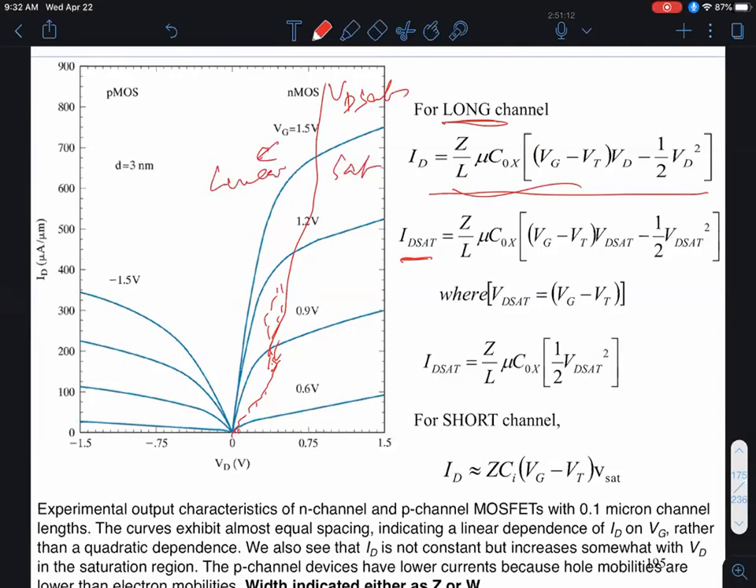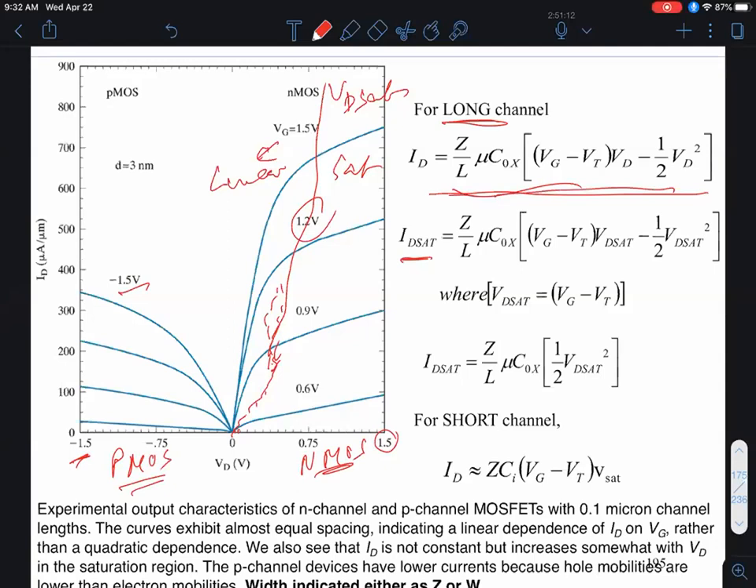Here, by the way, I'm showing both N MOSFETs, and on the left-hand side, I'm superimposing P MOSFETs. Here you see that the voltages are negative, gate voltages are negative. For the N MOSFETs, all the drain voltages and gate voltages are positive. I'm showing both of them side by side to make a point. All right, so let's look at these N MOSFETs that we have derived.